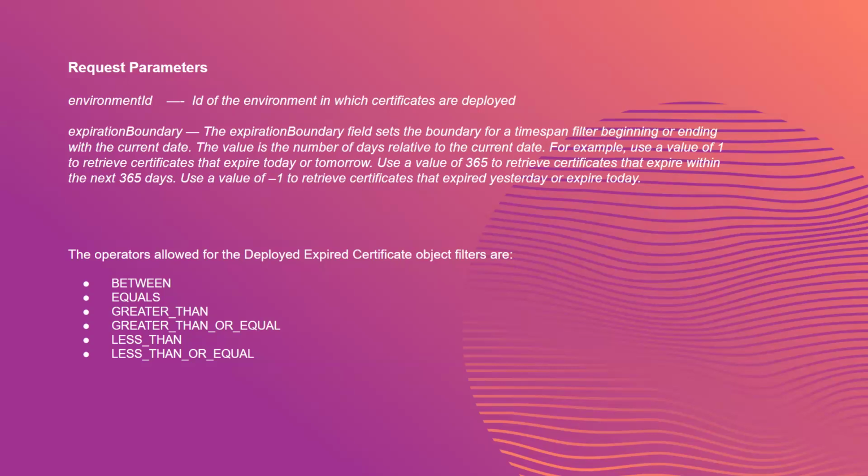If we use 365 as a value for this parameter, it will query the certificates that expire within the next 365 days. If we pass -1 as a value, it will query the details of the certificates that expired yesterday or will expire today. So the operators that are allowed in this query request are between, equals, greater than or equal to, and less than or equal to.